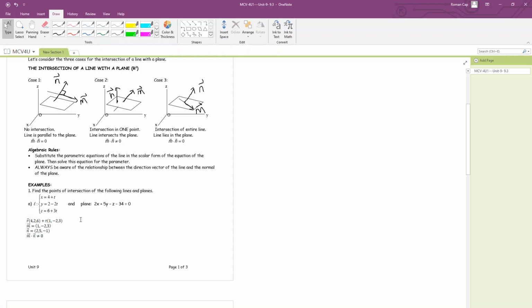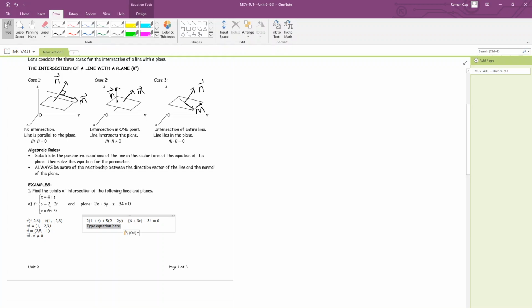Now, what we're going to do is sub in the values we have from the line into the plane. So here we have 2, and then we get the x from this line, so it's going to be 4 plus t, plus 5, and then the y value is 2 minus 2t, minus z is 6 plus 3t, minus 34, and that's equal to 0.